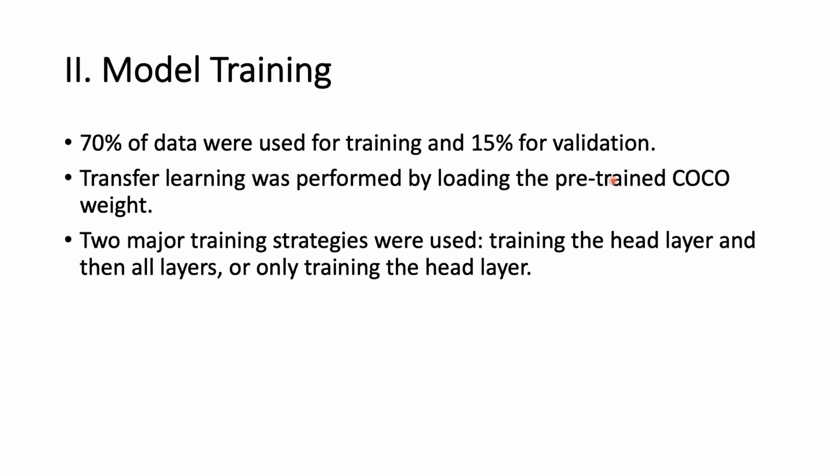After that, we performed the model training. This is the step that we spent the most time on. Here, we utilized 70% of the data to do the training, and we used 15% of the data for validation. We performed transfer learning by loading the pre-trained COCO weights. We adopted 2 major training strategies. The first one is to train the head layer and then all the layers. For the second strategy, we only train the head layer, and I will be talking about why.